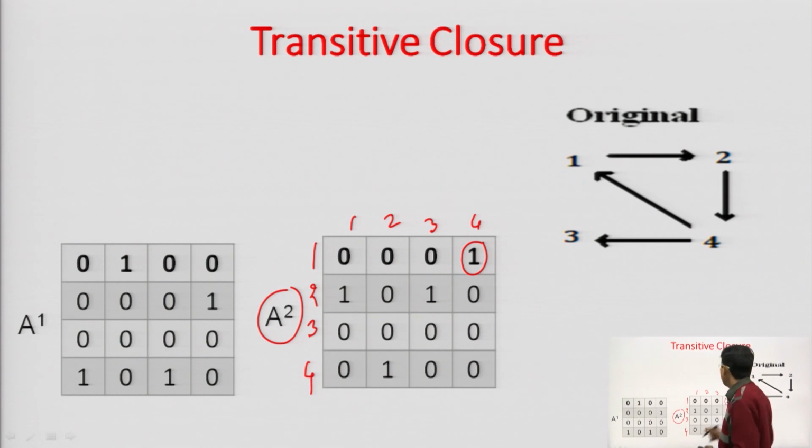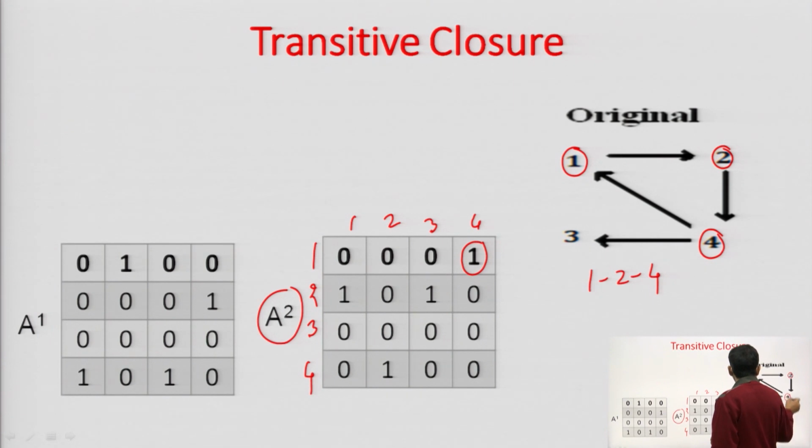Let us verify it from the graph. From 1 to 2 there is an edge and then 2 to 4 there is an edge. So, the path is 1 2 4. How many edges are involved in between? There are 2 edges involved, the 1 2 edge and the 2 4 edge. So, there is a path of length 2 between the pair of stations 1 and 4.